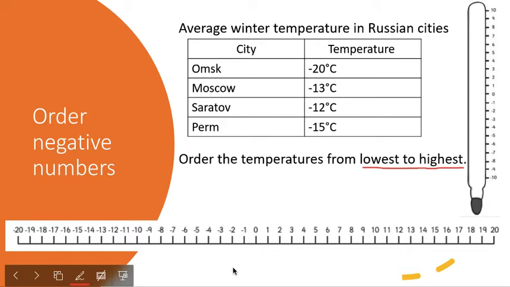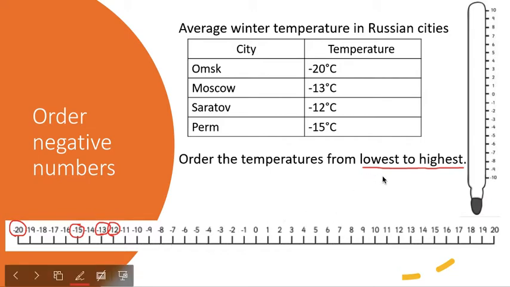And then let's look together. Omsk is -20. Moscow is -13. Saratov -12. And Perm is -15. All very, very cold cities. I'm not sure I want to go to any of those in the middle of winter.